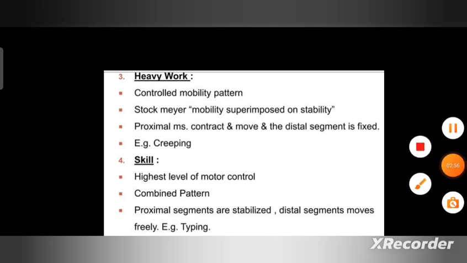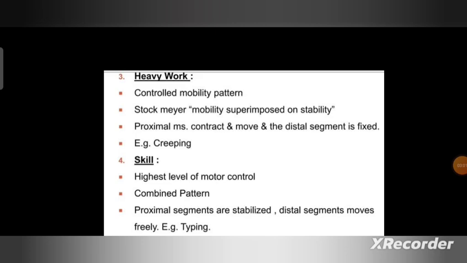Third is the heavy work. It is a controlled mobility pattern, Stoke-Meyer, that is mobility superimposed on stability. In this, proximal muscles contract and move and the distal segment is fixed, for example creeping. Fourth is skill, the highest level of motor control, a combined pattern where proximal segments are stabilized and distal segments move freely, for example typing.